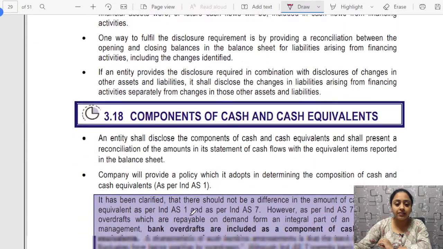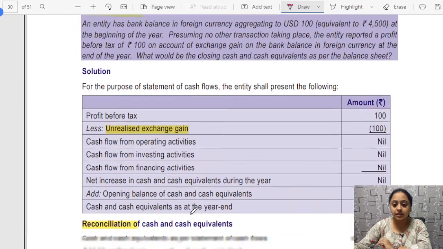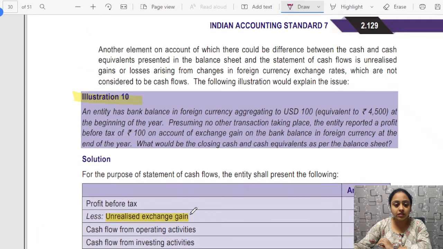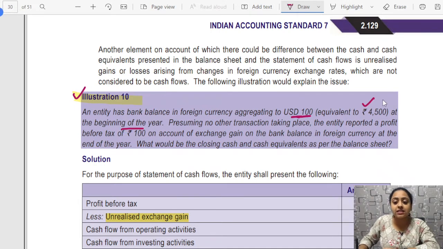Illustration number 9 we have completed. I hope there is no doubt. Let's see illustration number 10. An entity has a bank balance in foreign currency aggregating to USD 100, US dollar 100, equivalent to rupees 4,500. At the beginning of the year, the opening balance is rupees 4,500, that is equivalent to 100 US dollars.